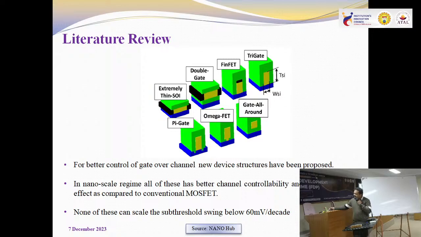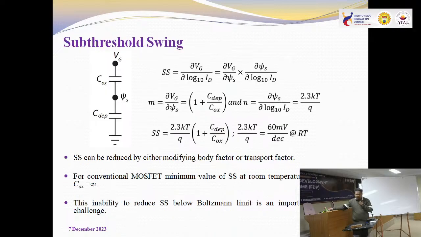But none of these structures which I have discussed here scale the subthreshold swing. Subthreshold swing is still 60 millivolt per decade. So these structures could not scale the subthreshold swing, which was 60 millivolt per decade for the conventional MOSFET. So what actually is subthreshold swing? This I had discussed in my previous talk also.